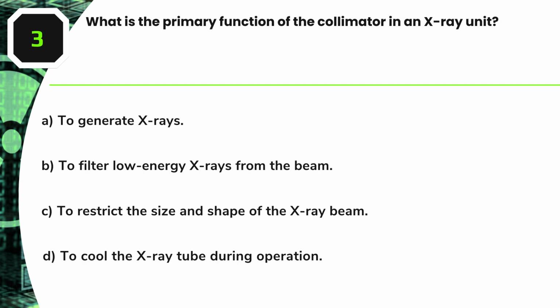Question 3. What is the primary function of the collimator in an X-ray unit? A. To generate X-rays. B. To filter low-energy X-rays from the beam. C. To restrict the size and shape of the X-ray beam. D. To cool the X-ray tube during operation.